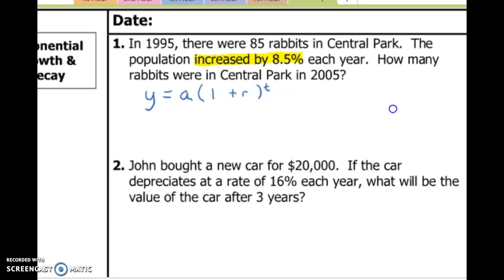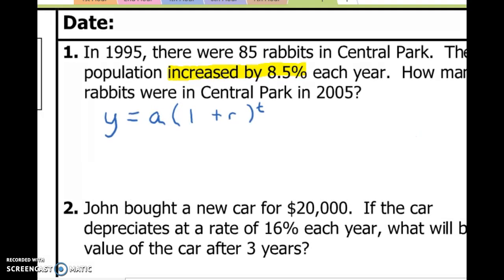I'm going to zoom up on this a little bit here, make it a little bit easier. So y is what we're going to be looking for. A is the initial value. So if you look at the question, the initial value was there were 85 rabbits. So it's telling us right away that's how many the initial value was. Times 1 plus r. R is the rate, which is 8.5%.